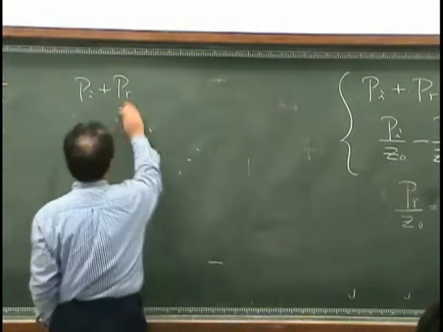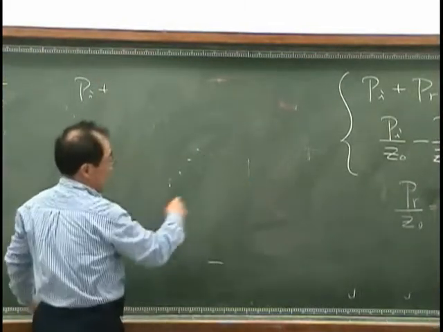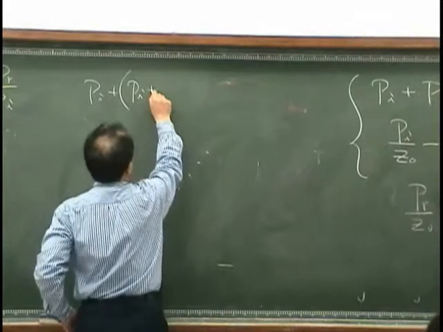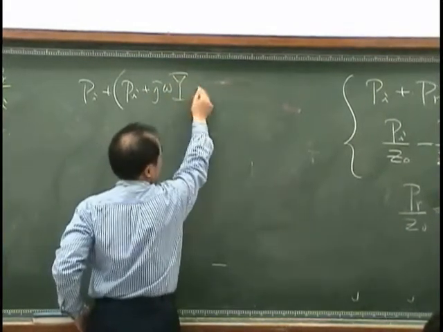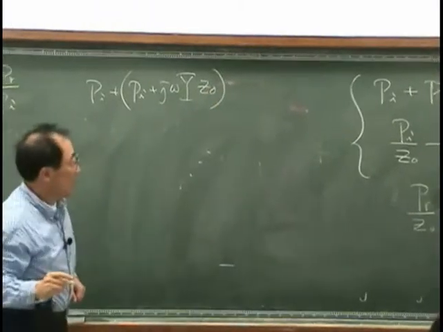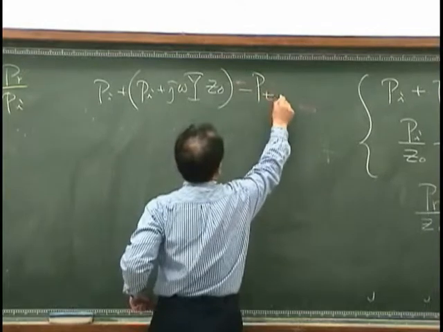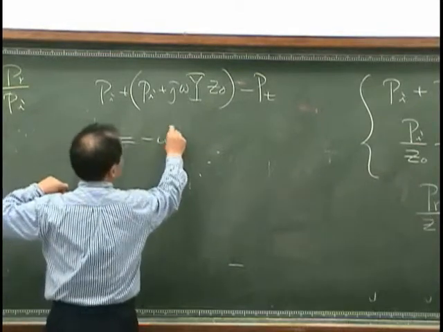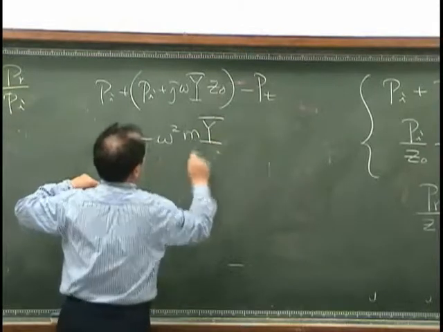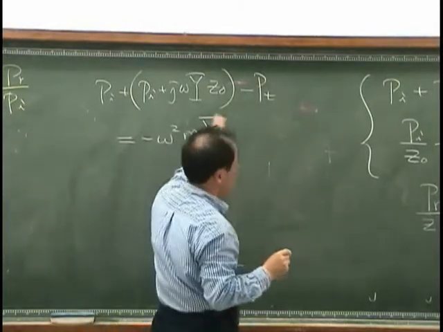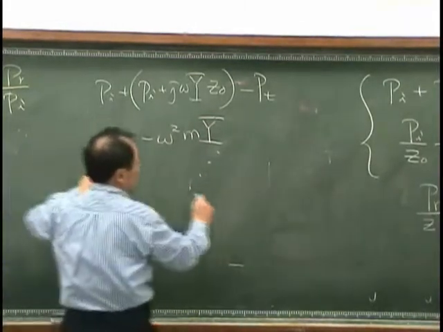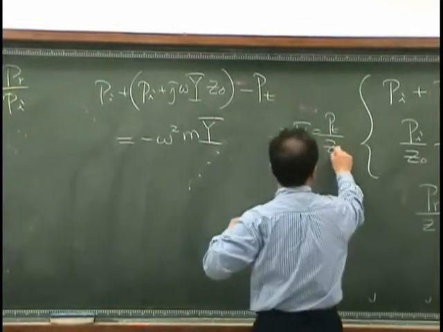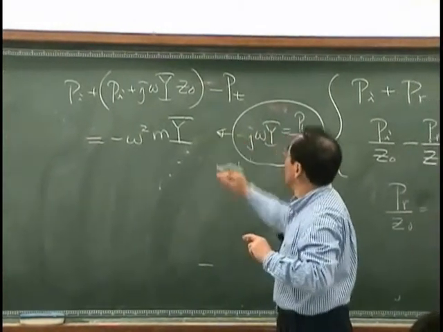Okay, PR is PI plus j omega Y Z0, and minus PT, that's okay, because we want to have the relation between PI and PT, that is equal to omega square M Y. And then I want to eliminate Y from here. And Y over there is minus j omega Y is equal to PT over Z0. So I want to use this plugin over there.